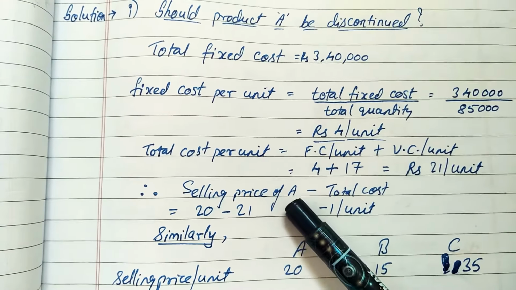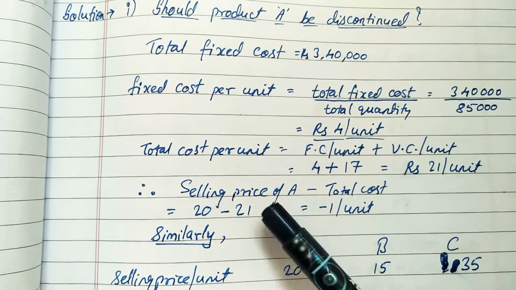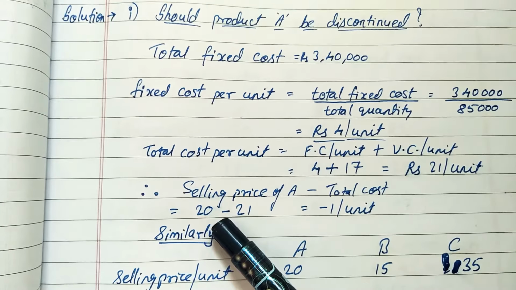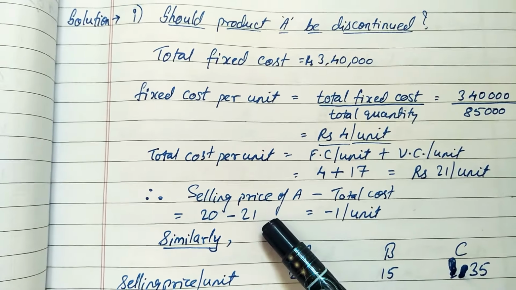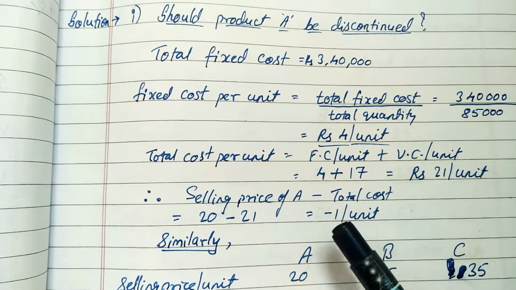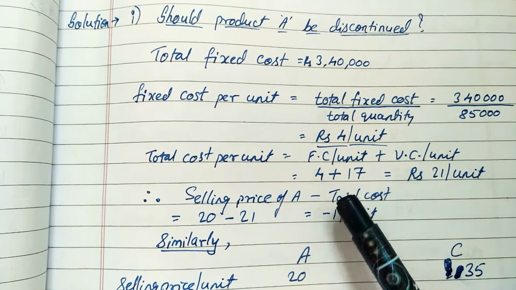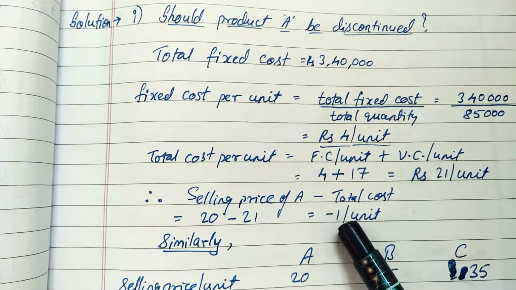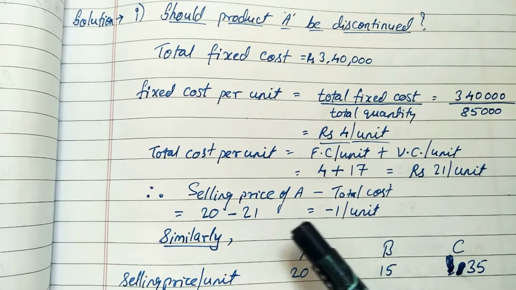The selling price of A minus the total cost: 20 is the selling price per unit, which is already given in the question, minus the total cost, which is again 21. So here we can see that there is a loss of 1 rupee per unit. Minus 1 per unit is the difference between selling price and total cost per unit. So ultimately what we understand is that there is a loss of 1 rupee per unit in product A.